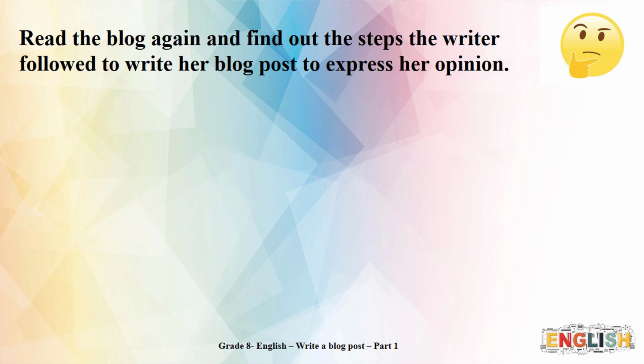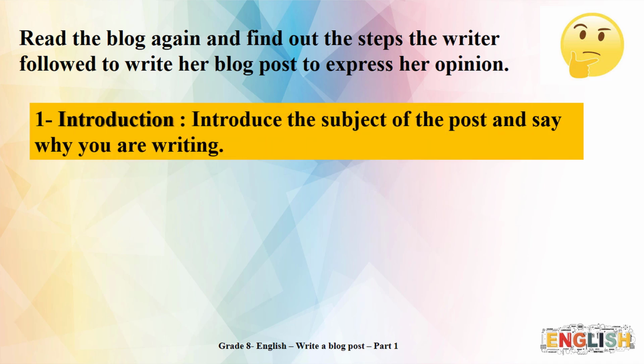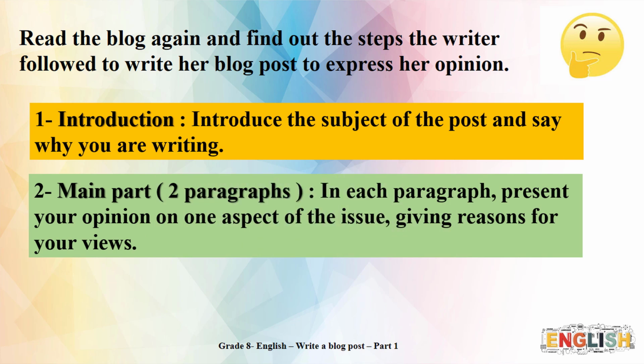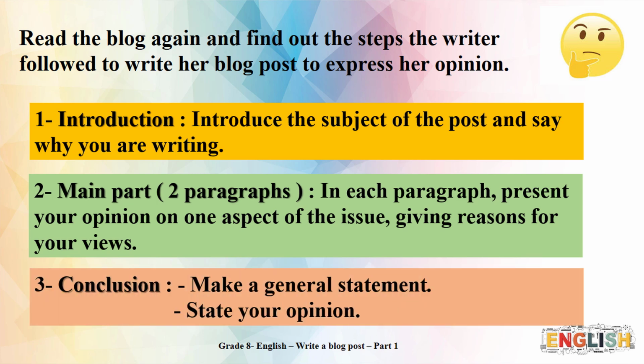Now read the blog again and find the steps the writer followed to write her blog post to express her opinion. You have 3 minutes to find the steps she followed. Let's check the answers. The introduction. In the introduction, you have to introduce the subject of the post and say why you are writing. Step number 2 is to write the main part. The main part must have 2 paragraphs. In each paragraph, present your opinion on one aspect of the issue, giving reasons for your views. The final step is to write the conclusion. In the conclusion, you have to make a general statement and state your opinion.